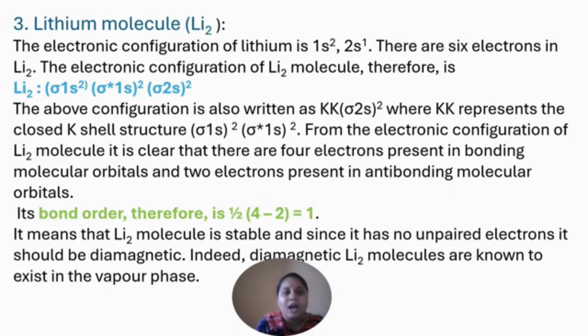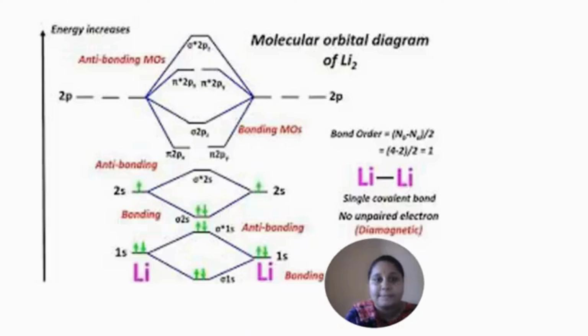Bond order is half, the number of bonding electrons are 4 minus the 2 electrons in the anti-bonding orbitals, which results in 1. So lithium molecule is stable and it has no unpaired electrons and it is diamagnetic. So as it is diamagnetic, lithium molecules exist in vapor phase. So this is how we write the molecular orbital diagram of lithium.